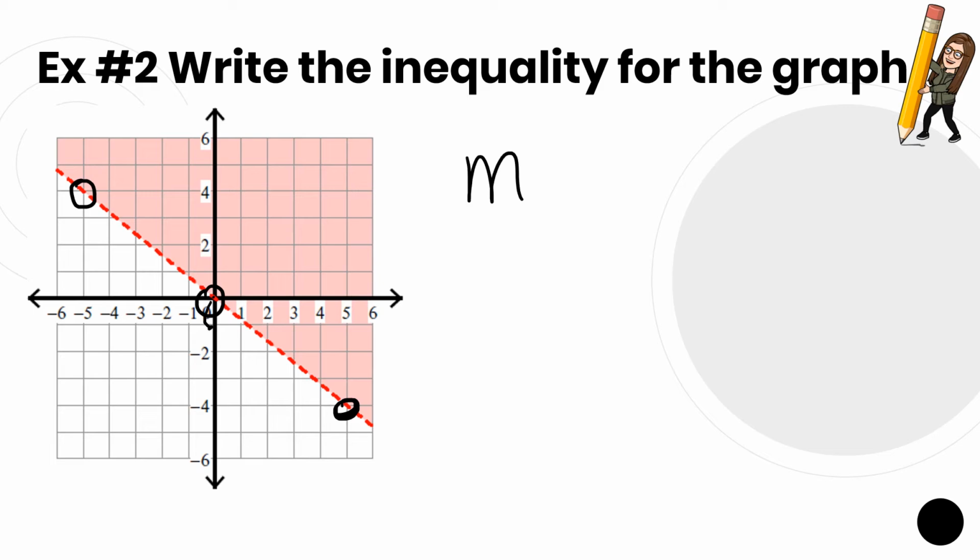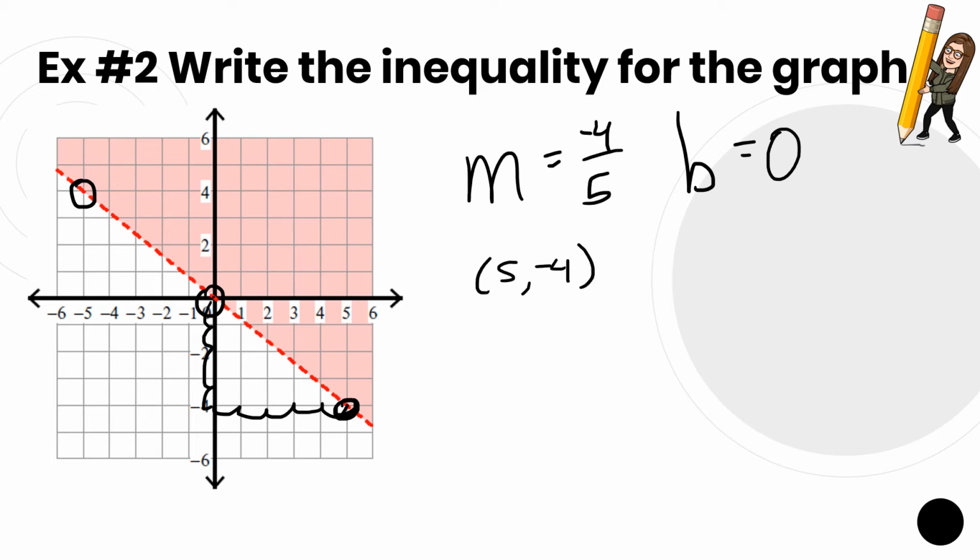So this would be down 1, 2, 3, 4. So -4. Right 1, 2, 3, 4, 5. My slope is -4/5. So be careful with counting. I also know that I cross the y-axis at 0. I also know I could use the point 5, -4, or I could use the point -5, 4. So you have lots of options. No matter what, I have the same slope, but I'm going to show you 3 different inequalities. -4/5 is my slope no matter what.